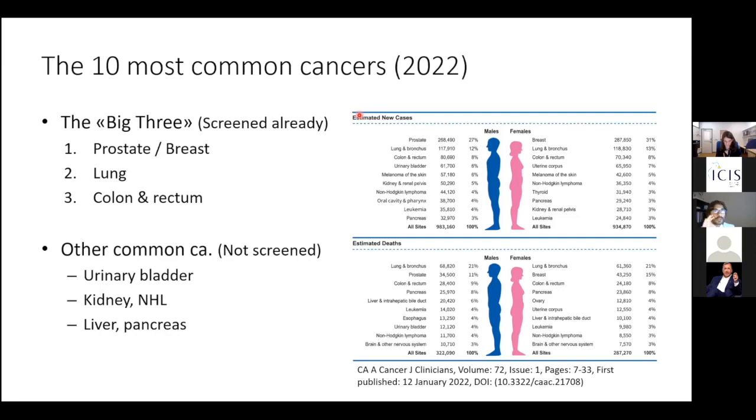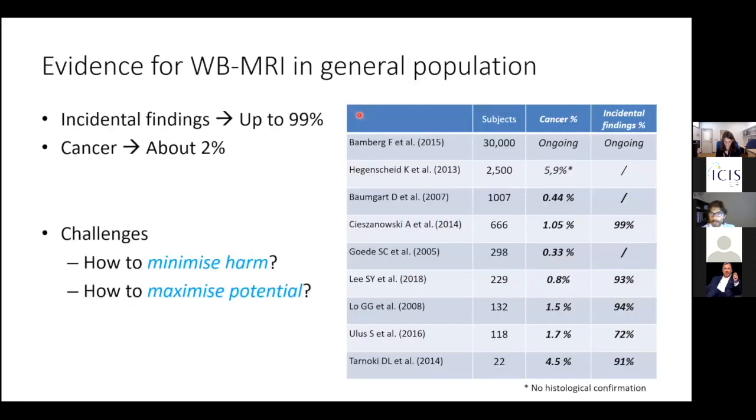Those cancers of the top 10 that are not screened could be the target of whole body MRI for cancer screening in the general population. And what does the literature say? We know that if we start to perform whole body MRI for cancer screening in the general population, we may find incidental findings in up to 90%, 99% of cases. By incidental finding, I mean lesions that are nothing in terms of oncology, such as cysts, liver hemangiomas, and so on, but still there's something to put in the report.